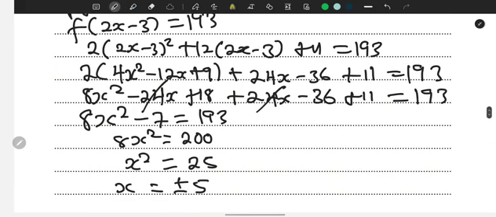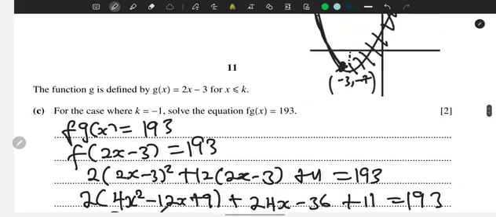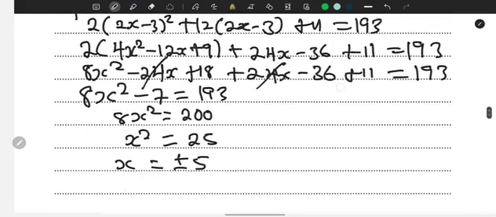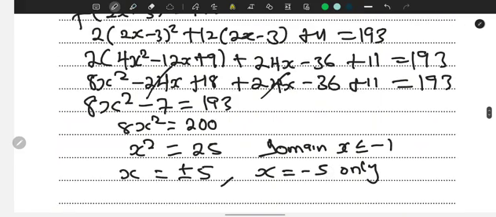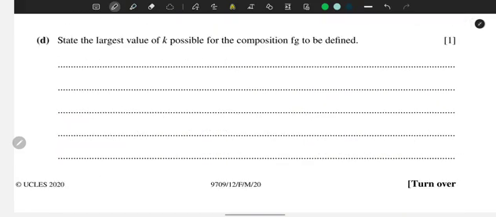Now, also what happens here? Let's go back to the given question. For the case where k equals minus 1, the domain is x less than or equals to k. So the domain here is x less than or equals to minus 1. So which of these values are we going to consider? We consider x equals minus 5 only, because of the domain that must be less than or equals to minus 1. So that is that.